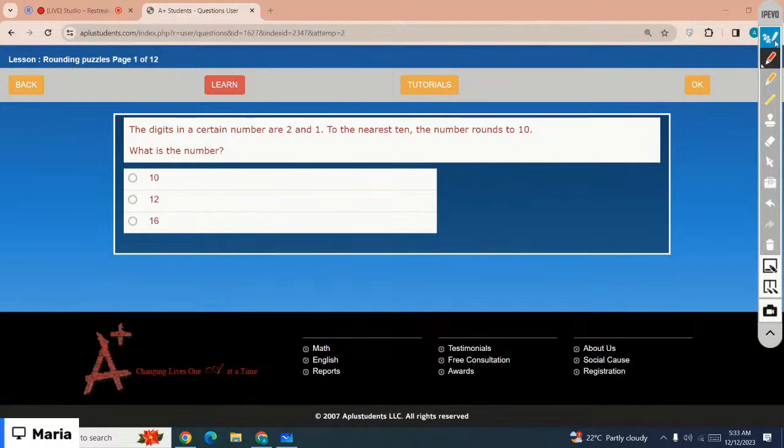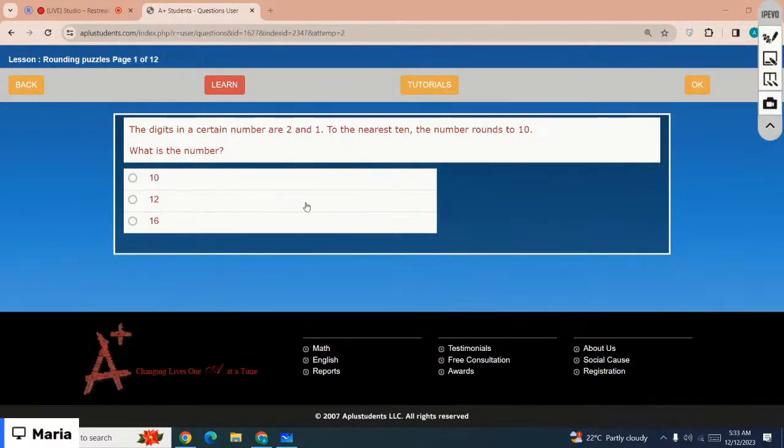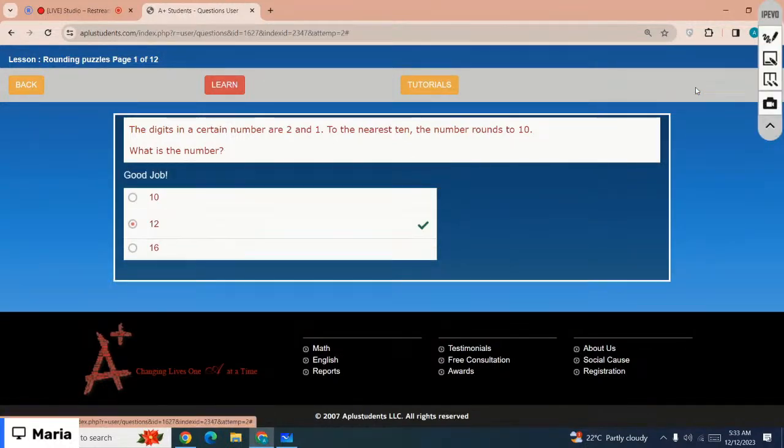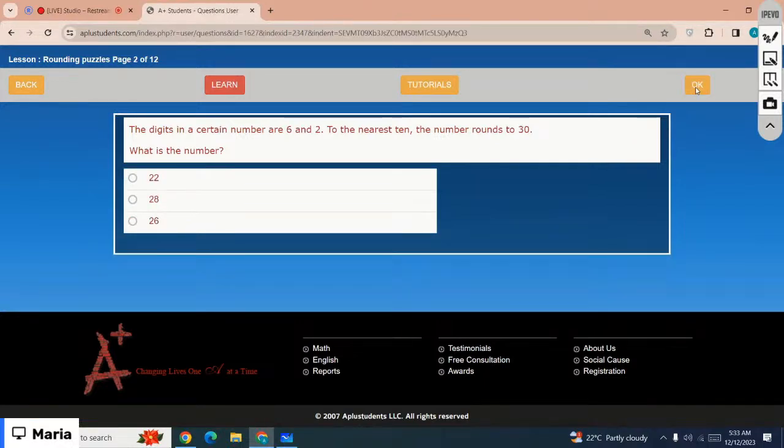If you can hear me very well, so why don't you answer the questions I'm asking? Okay, the digits in a certain number are 6 and 2. To the nearest 10, the number is rounded to 30, which is the correct option. Which number you can make from 6 and 2 is rounded off to 30? Stop talking and focus on the question I'm asking.